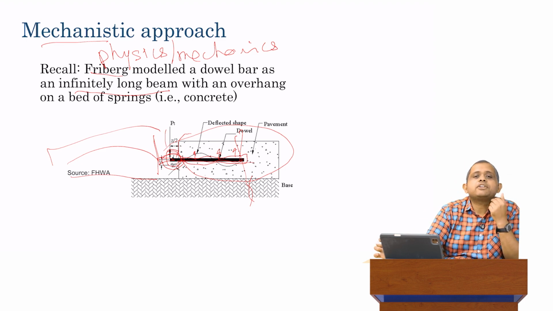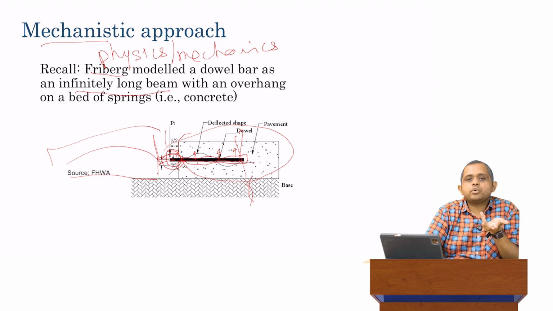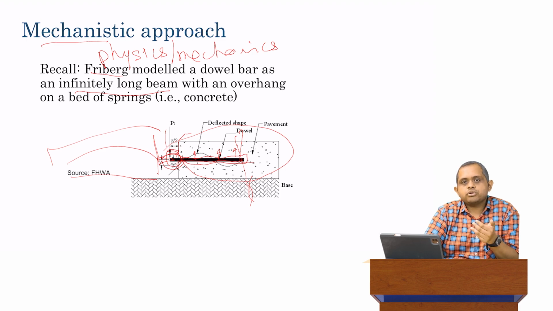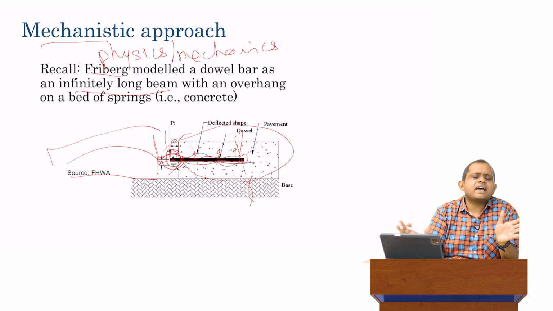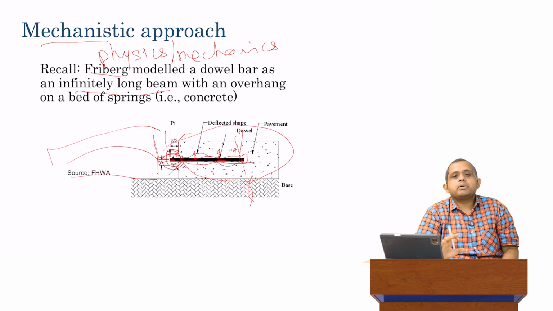We saw then that he managed to come up with certain solutions of this equation that was based on Timoshenko's solutions. He assumed this was an Euler-Bernoulli beam. He came up with some solutions which are based on Timoshenko solutions, applied certain boundary conditions, and gave us the Friberg theory. Please go back to module 2 when we talked about Dowel bars and Friberg theory.